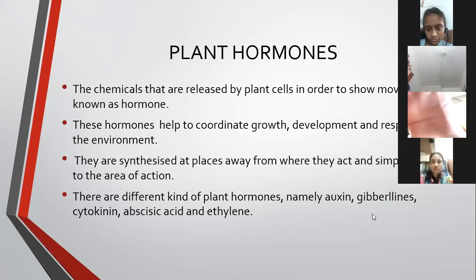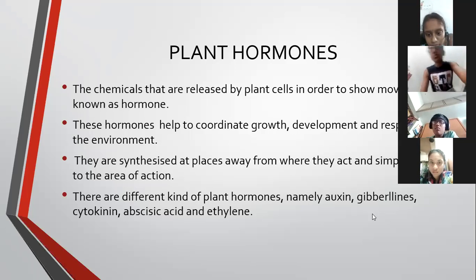Now, auxin, gibberellin, and cytokinin basically help in growth of the plant. Whereas abscisic acid is exactly opposite to it. It inhibits growth. It doesn't allow the plant to grow. And ethylene is the hormone which helps the fruits to ripen.